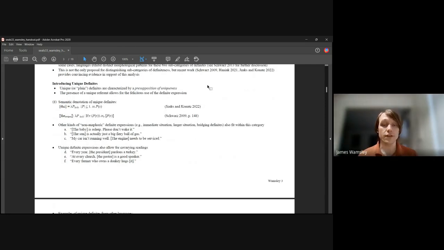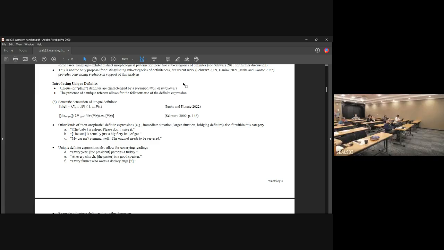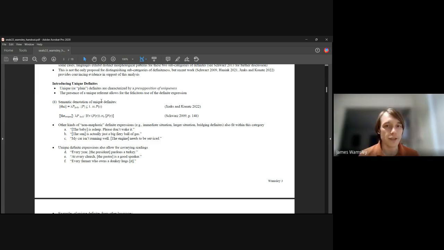Moving on to more details of unique definites. Again, they're mainly characterized by the presupposition of uniqueness. That is, their referent in the expression is unique in the context. I have here 2 lexical entries that represent how this is shown semantically. These effectively say the same thing, that you have a referent with a property, and it is the sole reference in the context with that property.